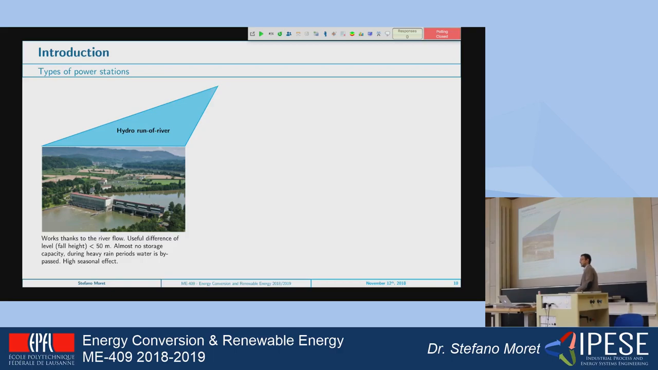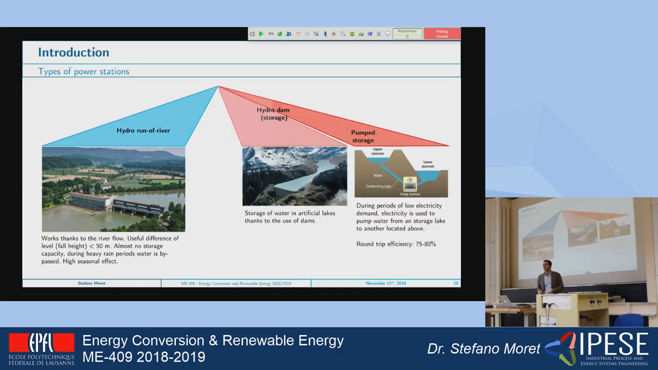Okay. We have basically two types of hydropower stations. We have the run-of-the-river power plants, which are basically just installations that work thanks to the flow of a river. Usually you have big mass flows. You have almost no storage, so you have to accept the water when it comes. And it is also highly seasonal, as I said, because of course it depends a lot on the precipitation and the snow.